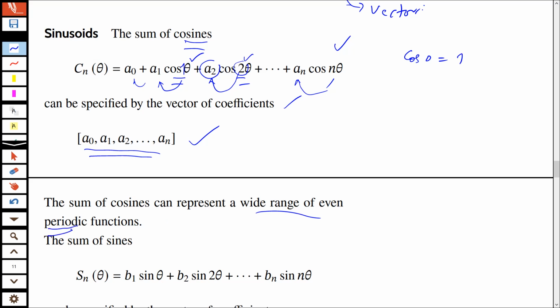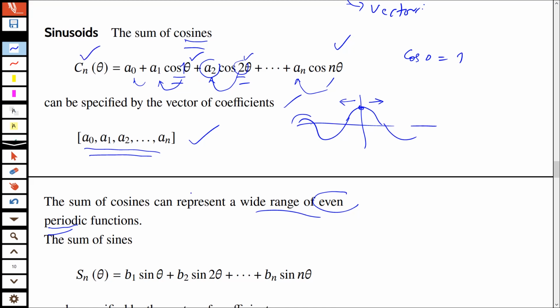Now such sums of sinusoids can be used to represent a wide range of even periodic functions. Why? Because these cosines are periodic, so a sum of such periodic functions will be a periodic function. And even, because a cosine is an even function. If you look at cosine, the value on this side and the value on this side near 0 are the same. So if you add even functions, this function will also be even.